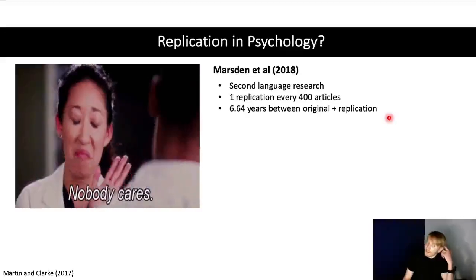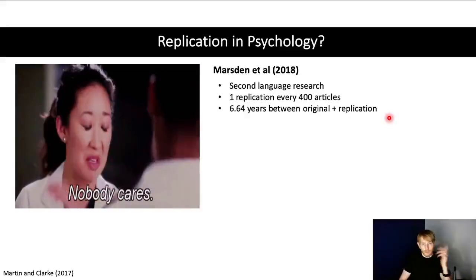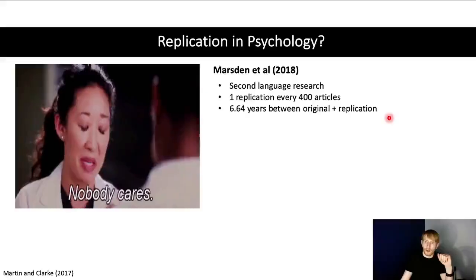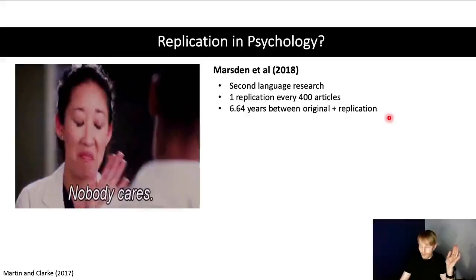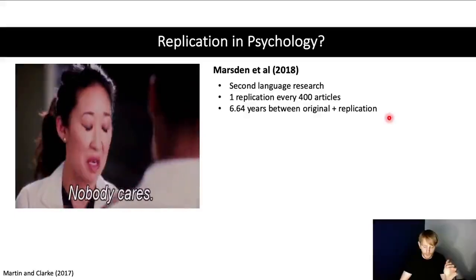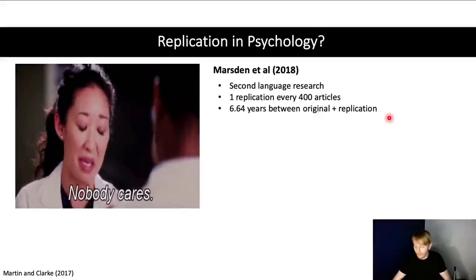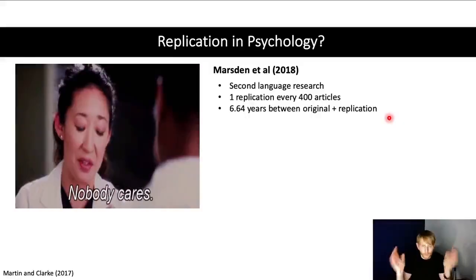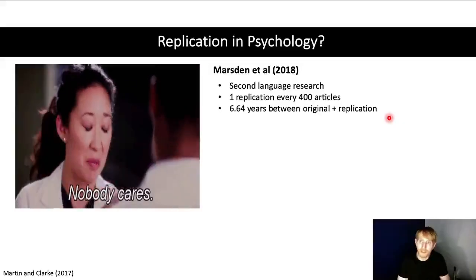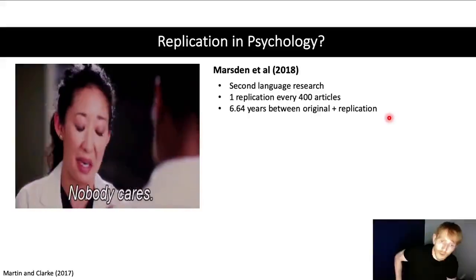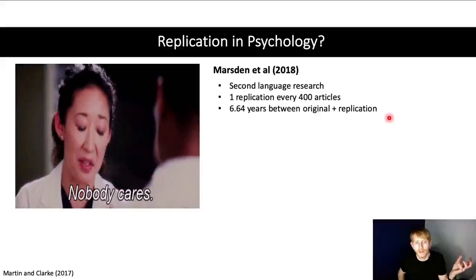Marsden looked specifically at a subset of a subcategory of psychology, second language research. They found that there was only one replication for every 400 articles, which is just crazy when you think about it. It's just, for 400 articles that come out, one of them gets replicated.